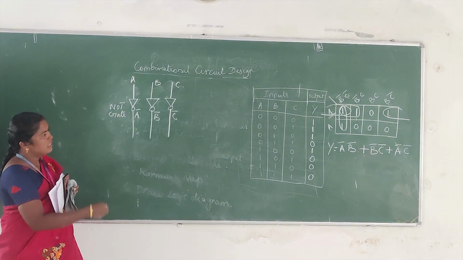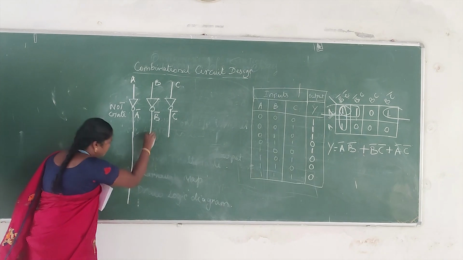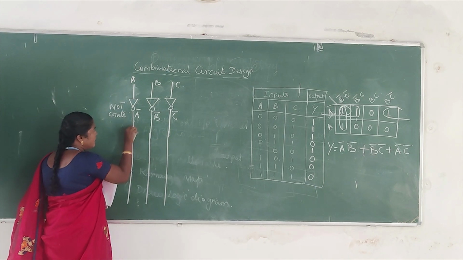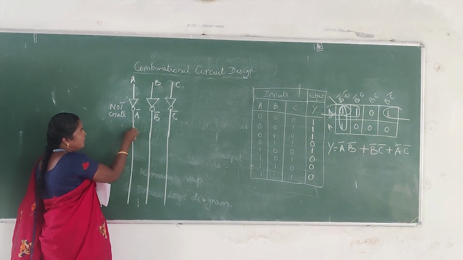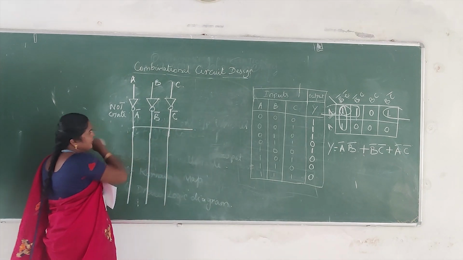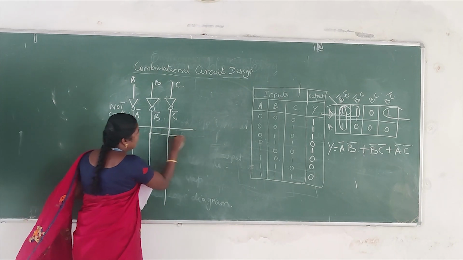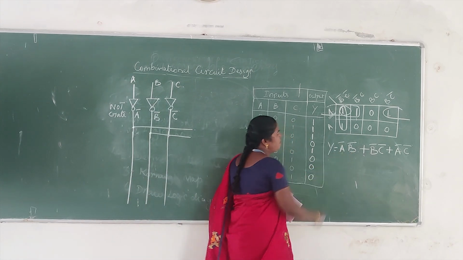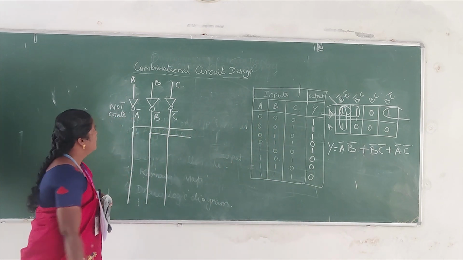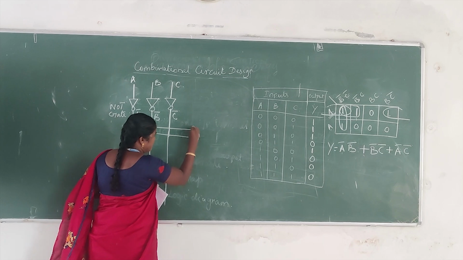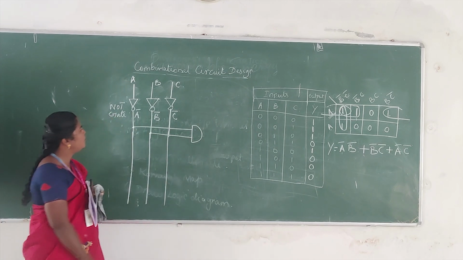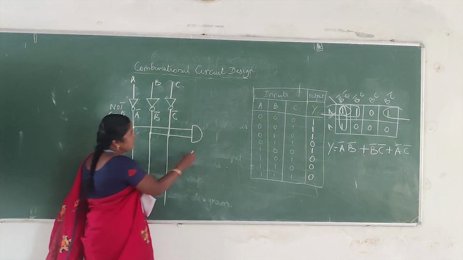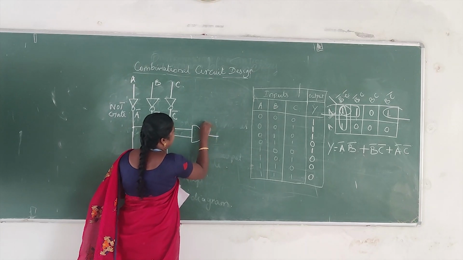The first expression is A bar, B bar. Okay, we take connection from this point A bar and then B bar. This is the multiplication A bar, B bar. The multiplication is done by the AND gate. The AND gate symbol is like this. This is the two input AND gate. A bar is one input, another input is B bar. The output is A bar, B bar.